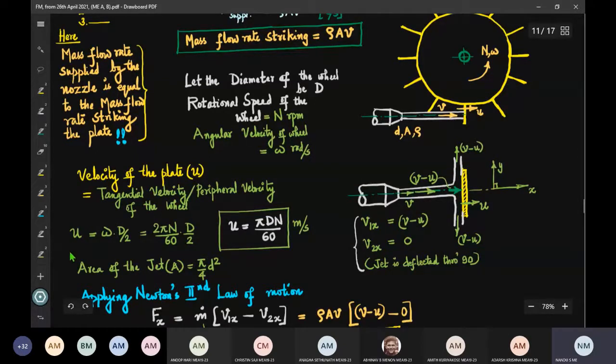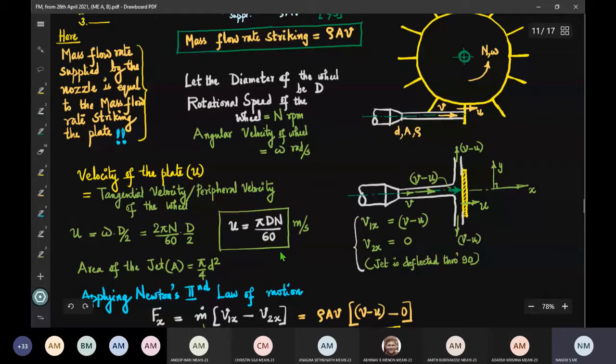So the velocity of the plate can be related to the tangential velocity or peripheral velocity of the wheel. So omega into R, omega into D by 2, and omega is 2 pi n by 60. 2 pi n by 60 into D by 2, the 2 and 2 will be cancelled. You will get pi D n by 60. Hereafter, this is going to be very important.